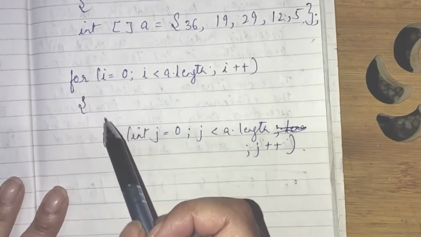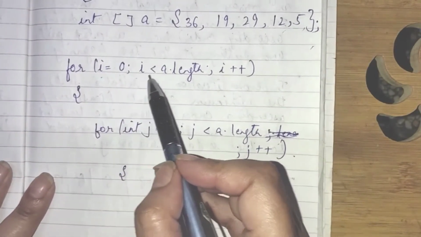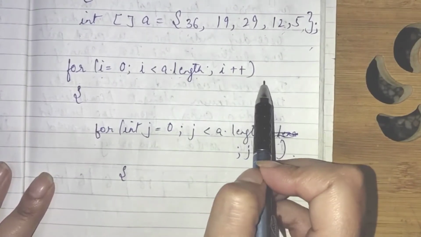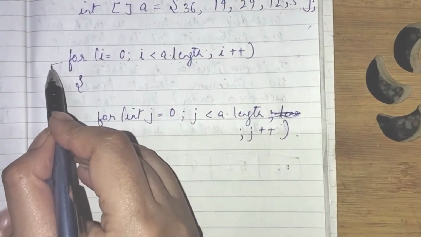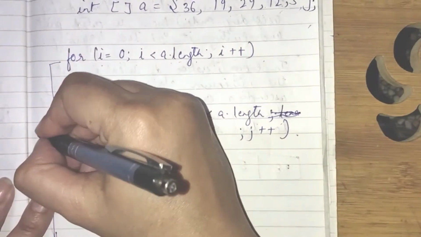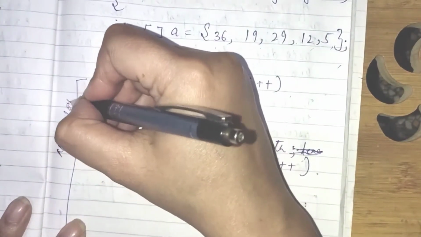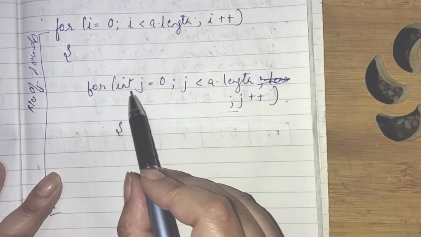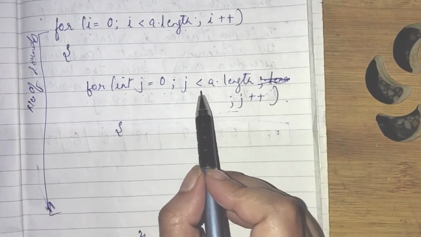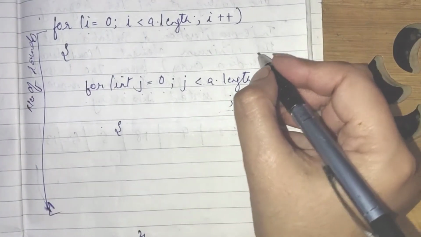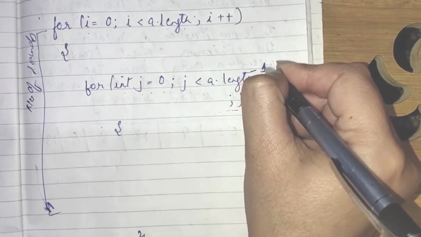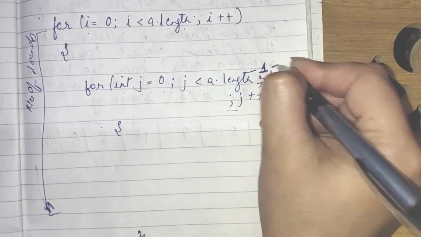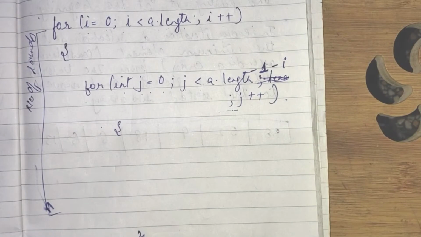Then I will use a for loop, for i equal to 0, i less than a.length, i plus plus. This loop is for the number of rounds, or number of phases, right? After that, for swapping the variables, we will write for int j equal to 0, j less than a.length minus 1 minus i, because when our list is sorted, we don't want the last values to be swapped again.